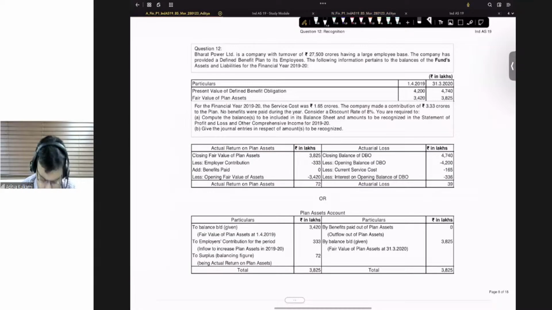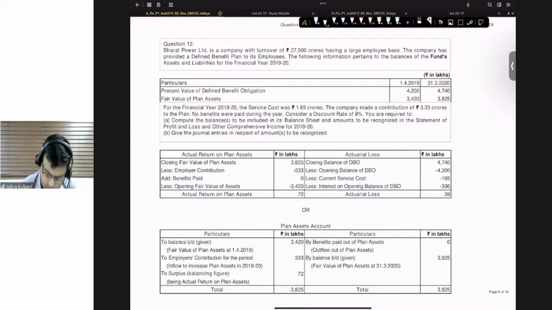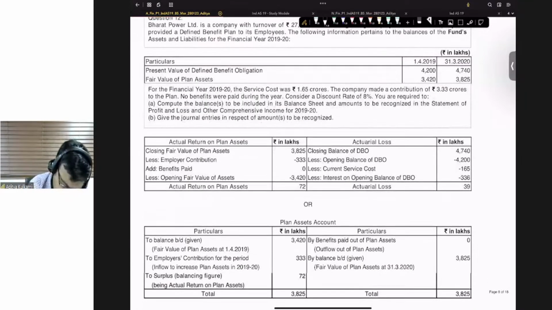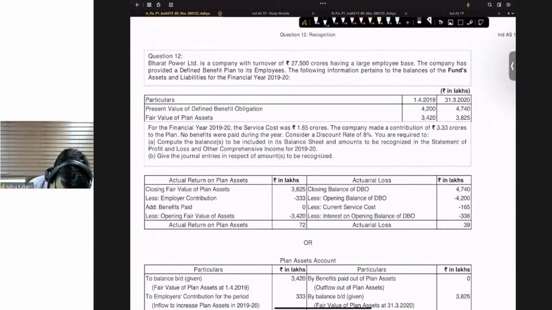I have the question in this sheet with me. You can have a look at how we are going to solve it. Okay, Bharat Power Limited is a company with a turnover of 27,500 crores. That's irrelevant. Having a large employee base. The company has provided a defined benefit plan to its employees. The following information pertains to the balance of the funds, assets, and liabilities for the financial year 2019-20.